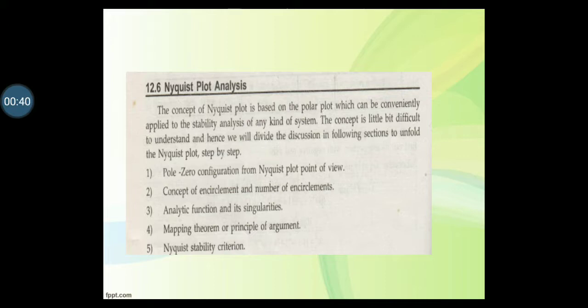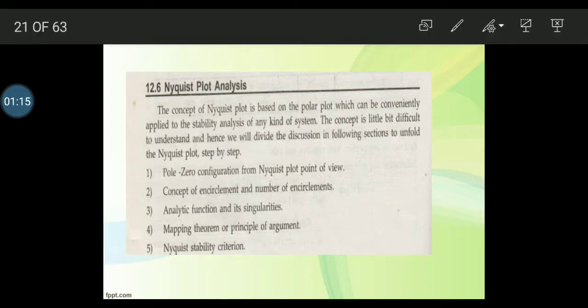In the Nyquist plot, the first step is pole zero configuration from the Nyquist plot point of view. Second, the concept of encirclement and number of encirclements. Third, analytic function and its singularities. Fourth, mapping theorem or principle of argument. Fifth is the Nyquist stability criteria. The discussion will be based on this step by step. So next we'll see pole zero configuration.